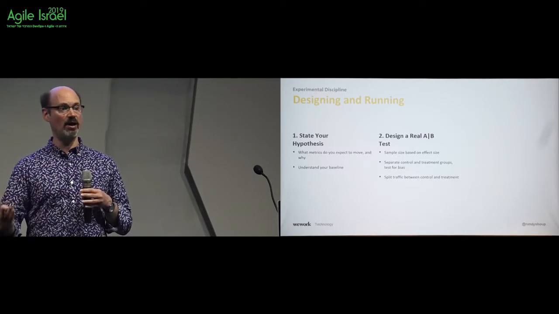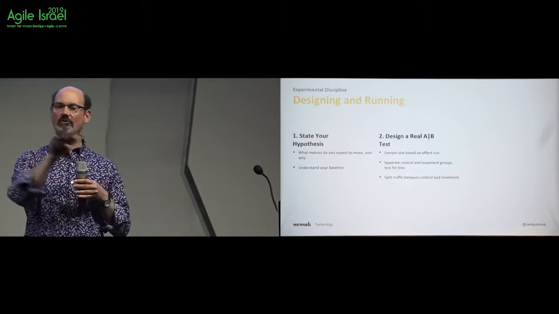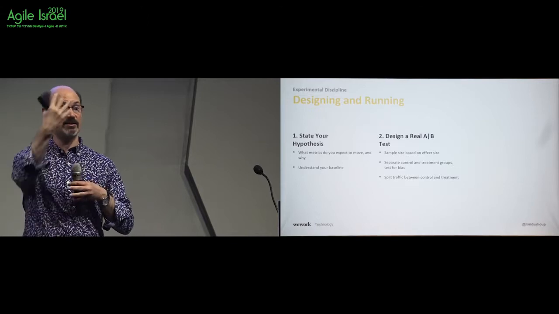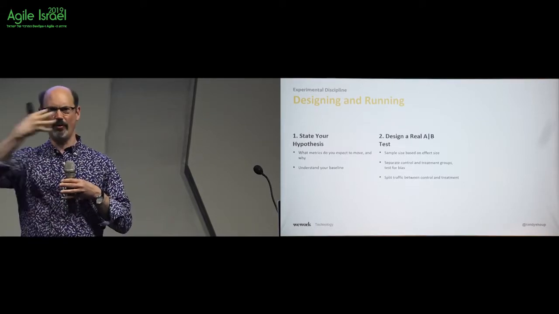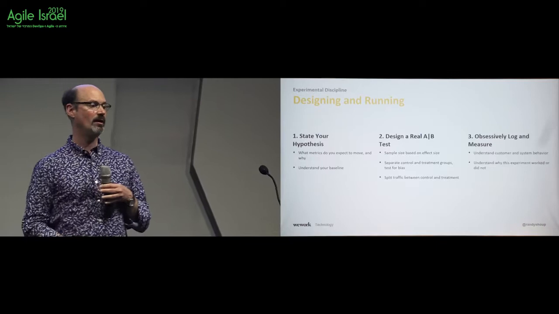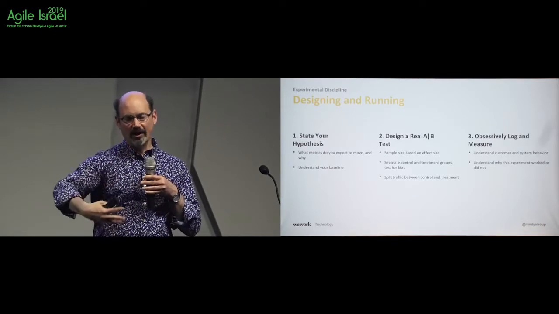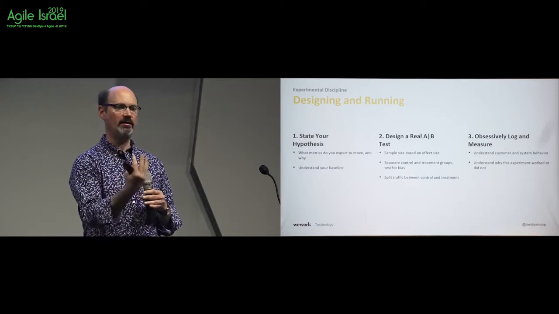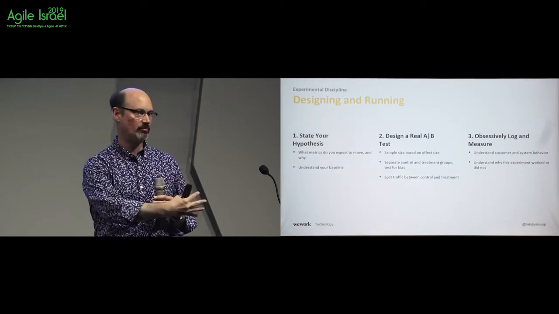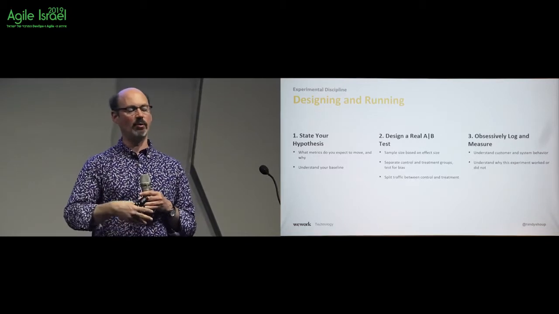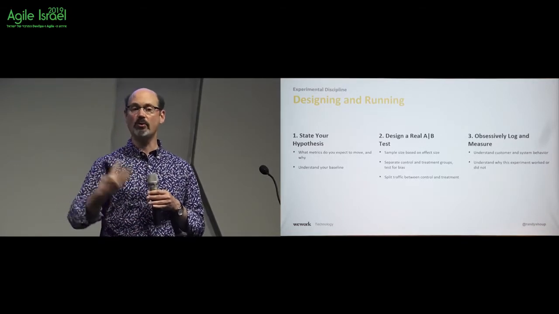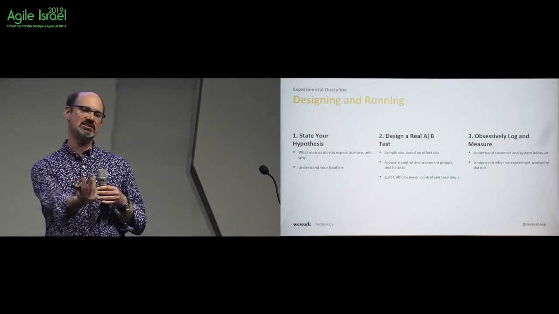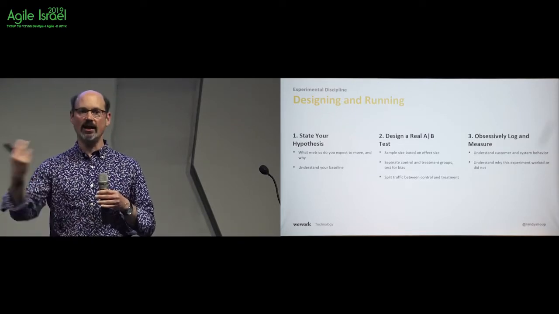So at the same time, we show people with the red background and other users with the blue background, and we monitor the business metrics of the red group and the blue group. I call it obsessively log and measure, not only because we want to understand whether red was better than blue or blue was better than red, but we want to understand why. How is the system behaving? How are the users behaving? That logging and measurement allows us to take learnings back from that experiment.